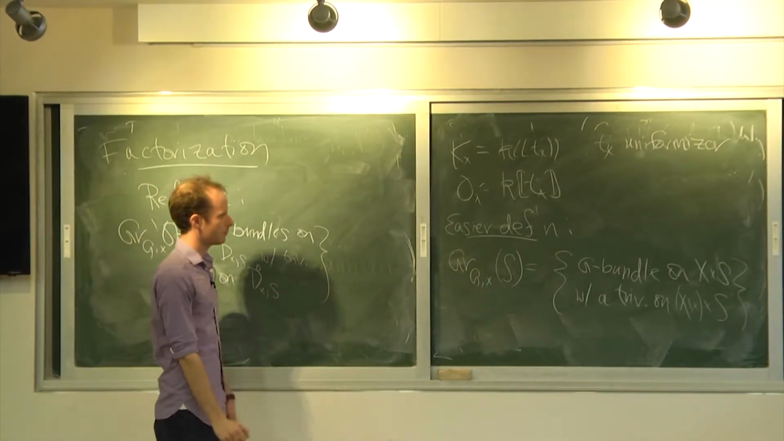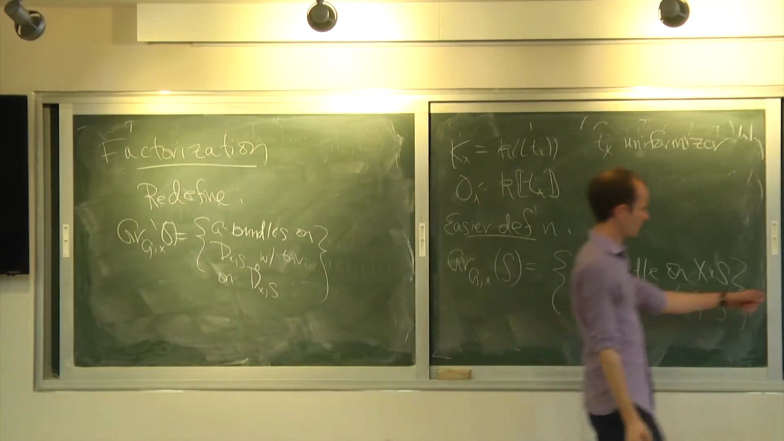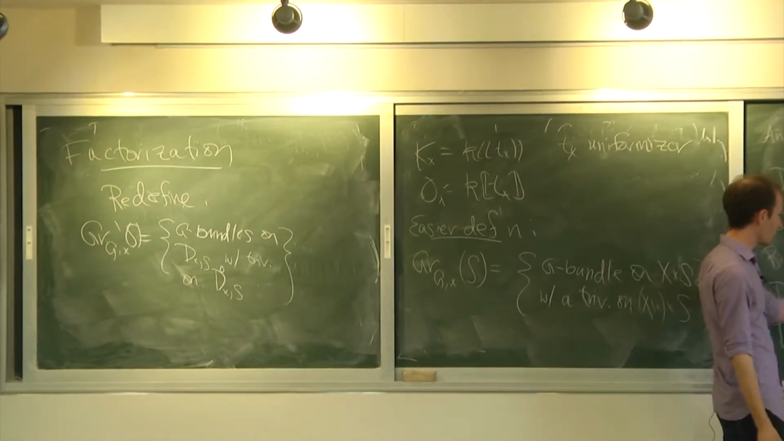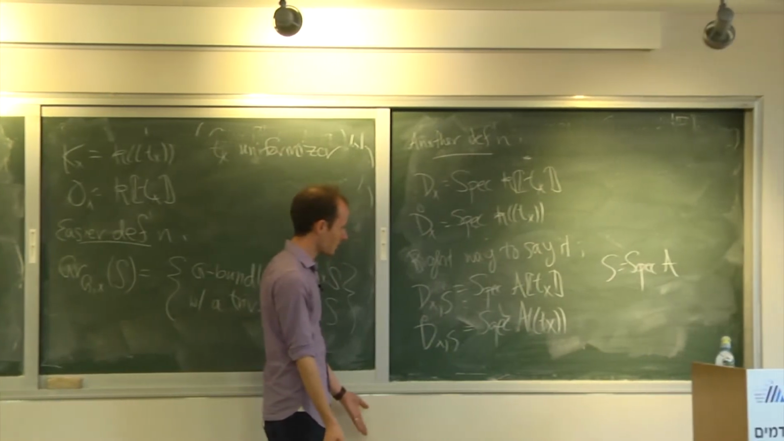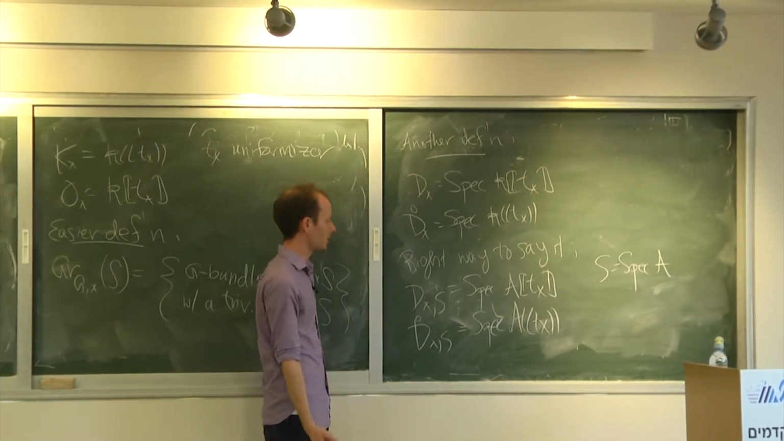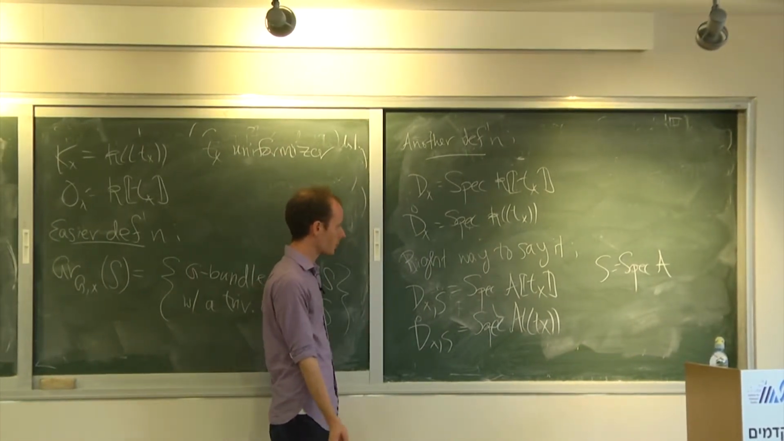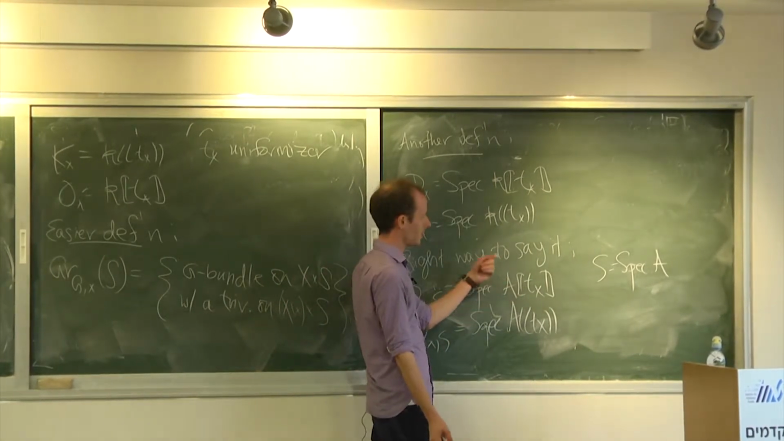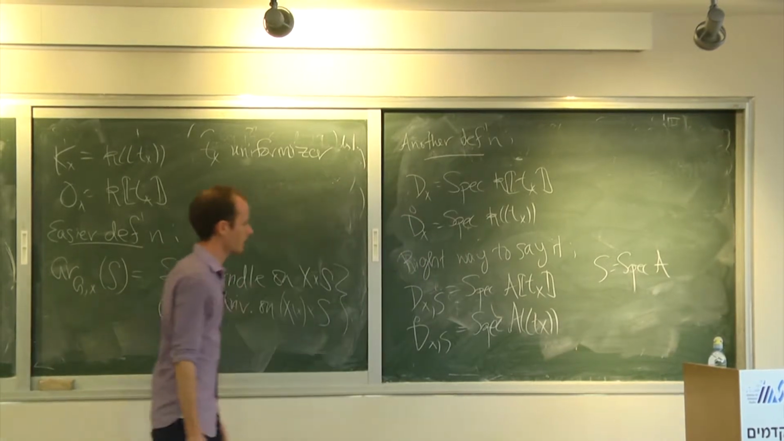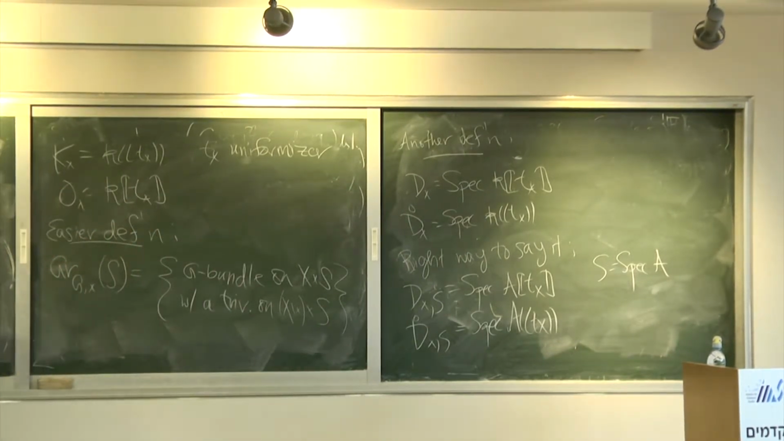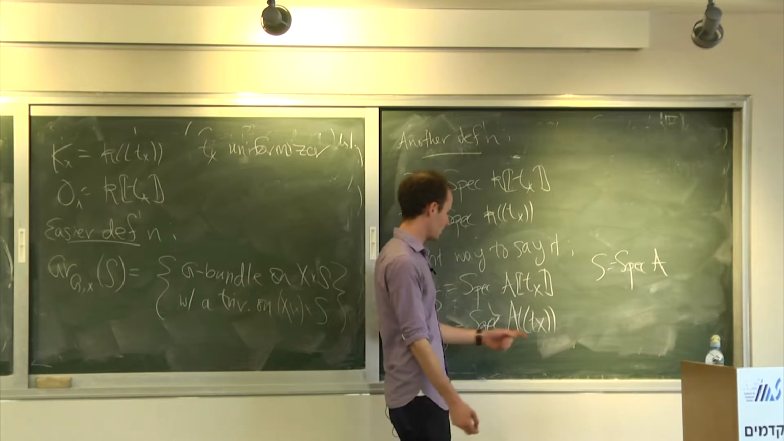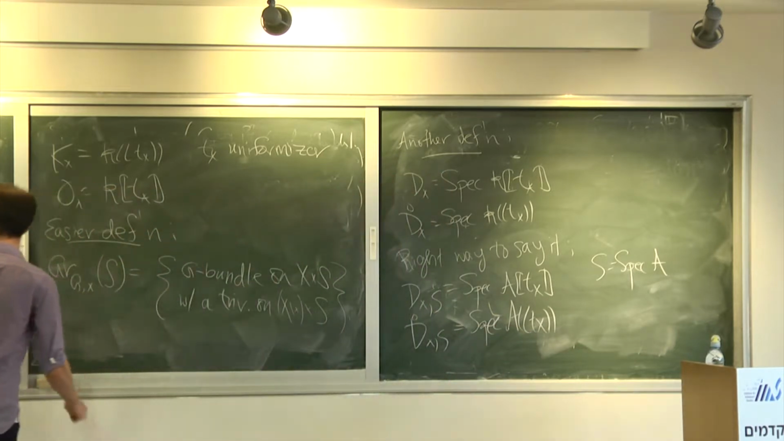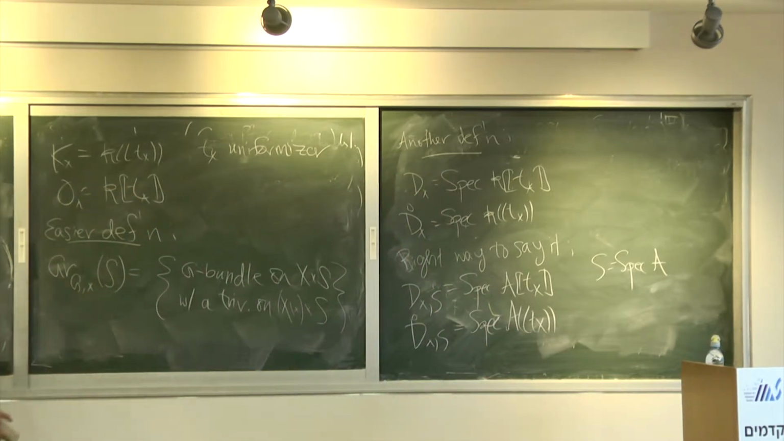A word about this formula. We certainly know what this formula means when A is a usual commutative ring. If you want to understand it for a derived ring, you should take the projective limit of A tensor with k adjoined t_x mod t_x to the n, projective limit over n's. And then you obtain this algebra by formally inverting t, which makes sense in the derived setting.